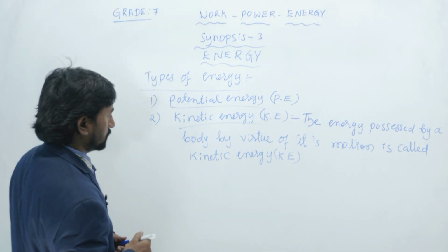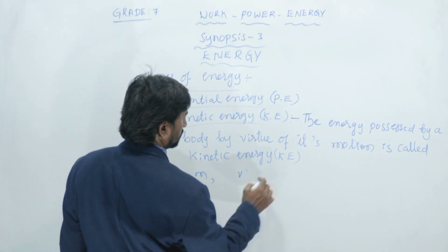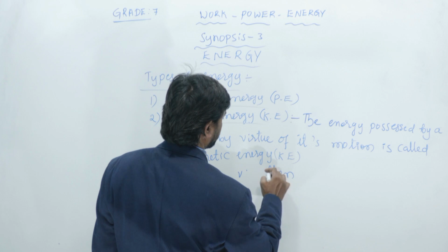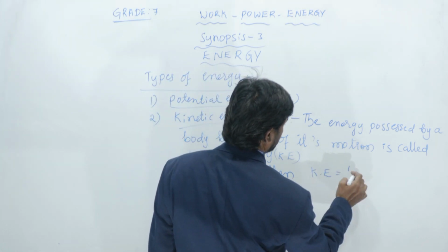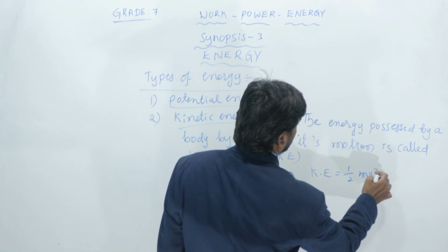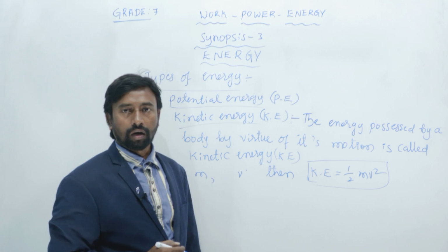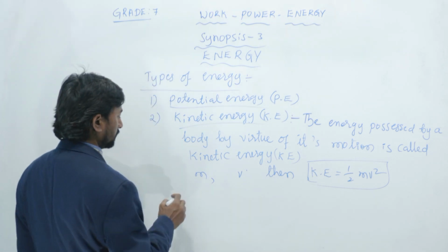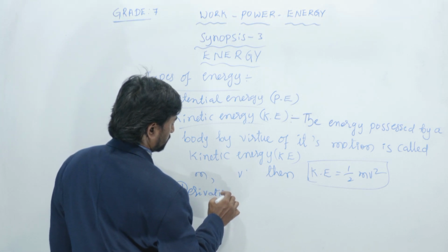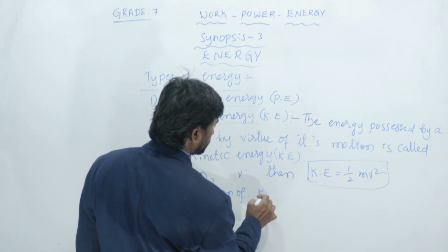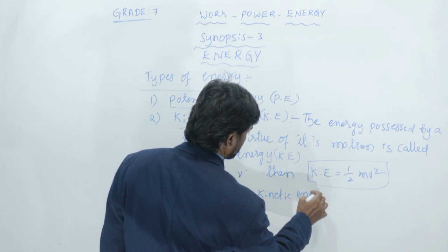Suppose an object of mass m is moving with velocity v, then the energy stored in the body is said to be the kinetic energy. That kinetic energy expression is given by half m v square. Kinetic energy is half m v square. Now we'll derive the equation. Derivation of kinetic energy.